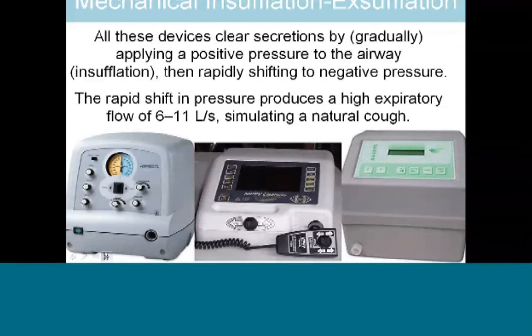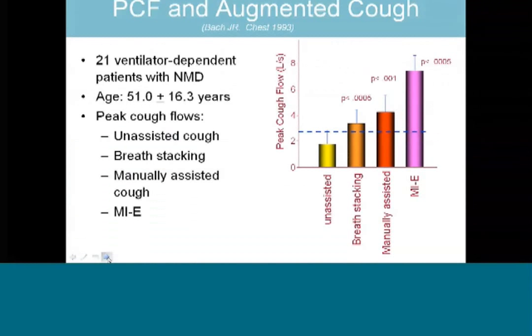And what these devices, there are various different ones depending on which country you're listening in, and the pictures of the most popular devices are at the bottom of this slide. But all of these devices do the same thing. They provide a deep breath in by an insufflation, and they rapidly switch to negative pressure, increasing the expiratory airflow, which simulates what you will see with a cough. And they can produce passively up to 360 litres per minute, depending on the pressure settings that the device is put on.